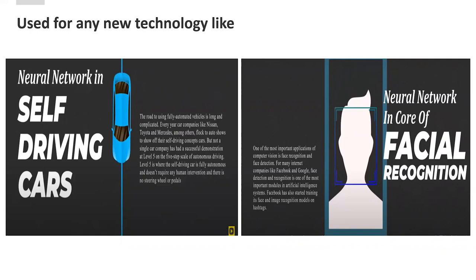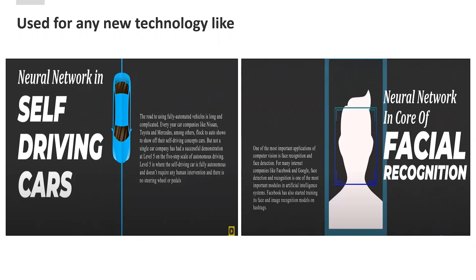Now, the Tesla cars, which you right now see in the United States or in some places in Europe, are generally self-driving cars, right? And these cars are fully automated vehicles. And every year companies like Nissan and Toyota and Mercedes and others, like Tesla, as I said, you will see they have their own concept cars.